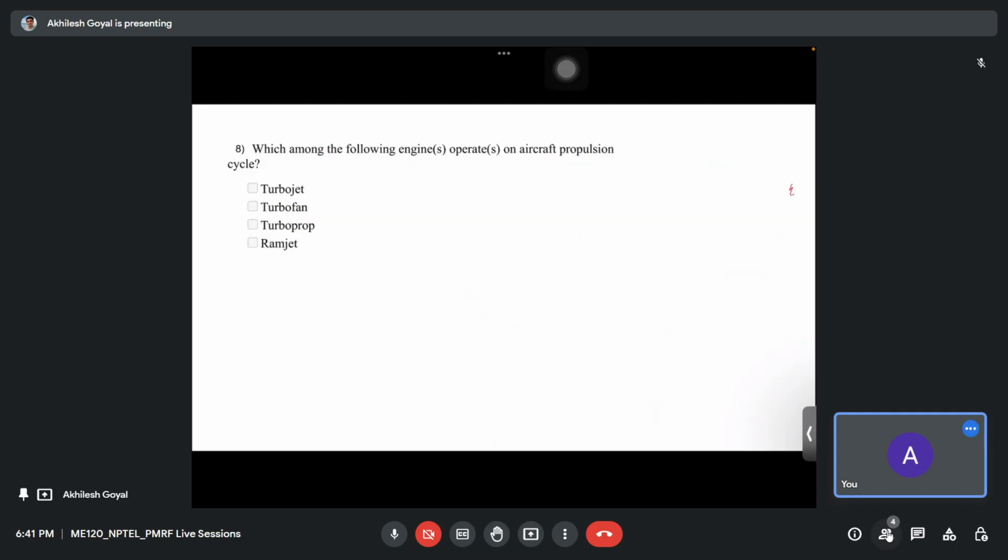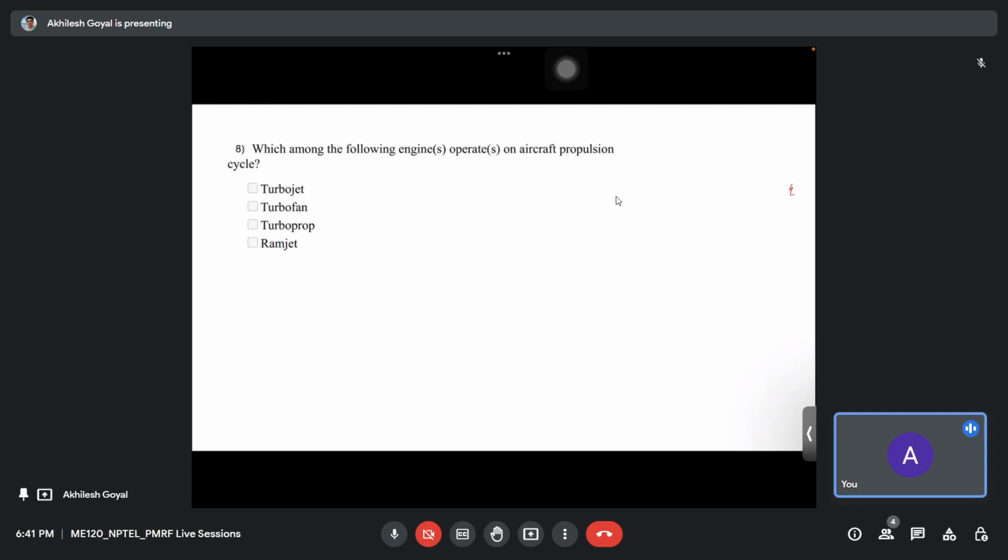Now let's move to the next question. The next question here is, which among the following engines operates on aircraft propulsion? So we are talking about aircraft propulsion, and the question asks which engines work on the aircraft propulsion system. As far as we know, we have talked about these things and studied them earlier as well.